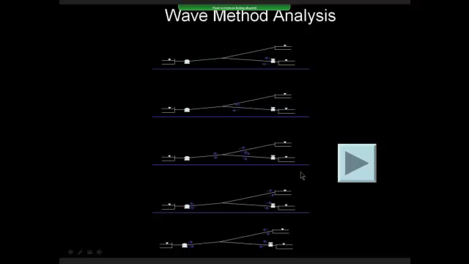I've got timing on these slides. I guess it's to keep me from going on too slowly here. But the pressure waves then will go down, and this one will hit the pump, and this will go back and hit the valve that will close, and so on.